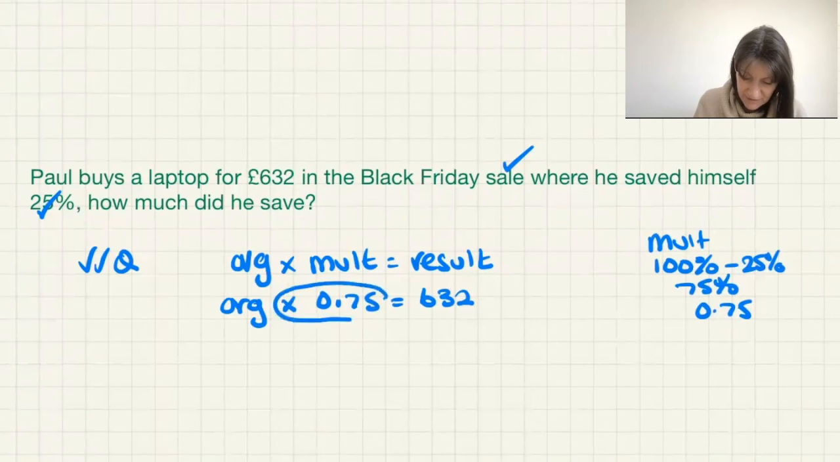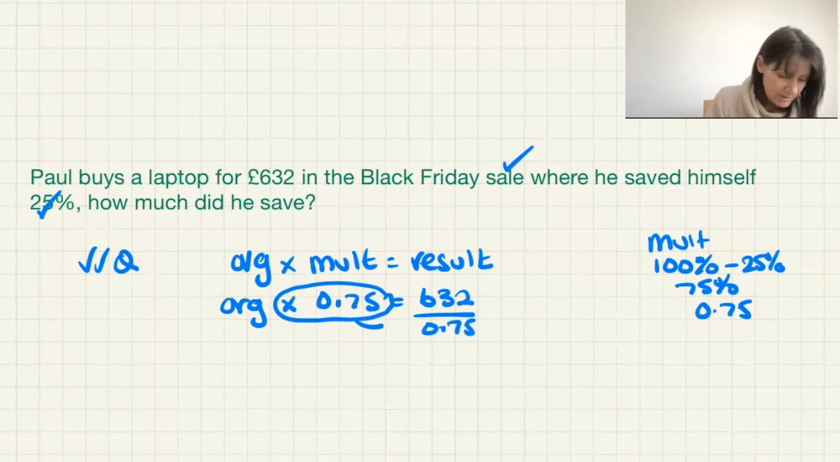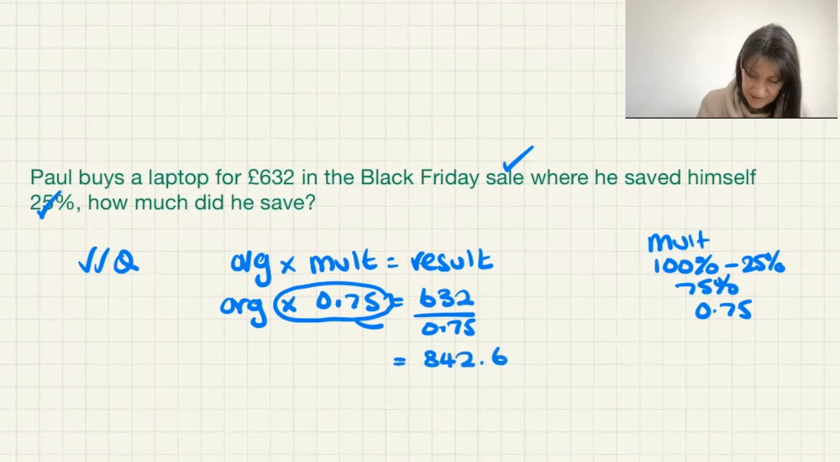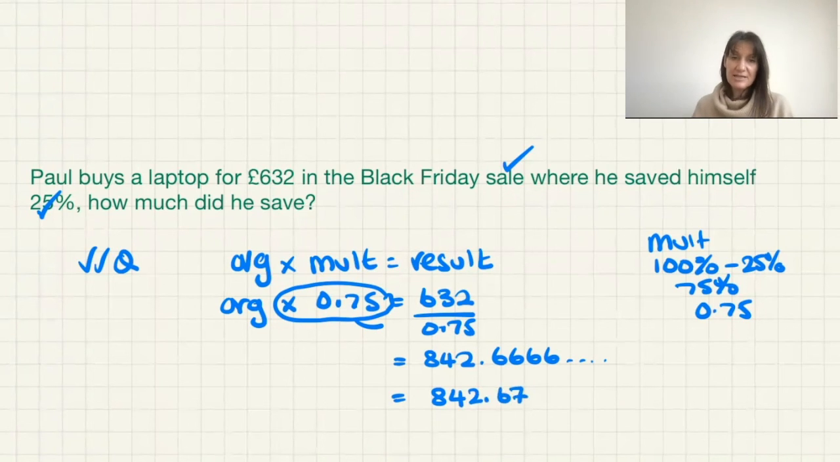So to find that original price, I need to divide through. So 632 divided by 0.75 is 842, and I've got this 6666 going on again. So we're going to round that, because it's money, to 67. That's the original price.